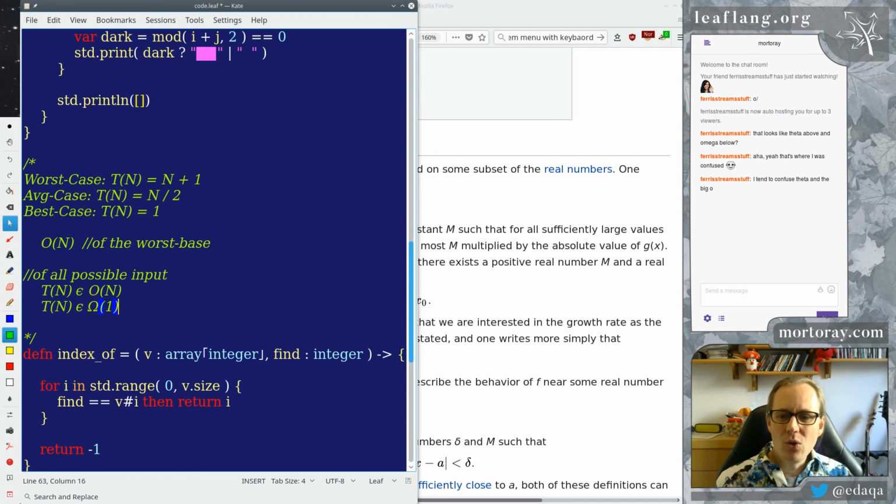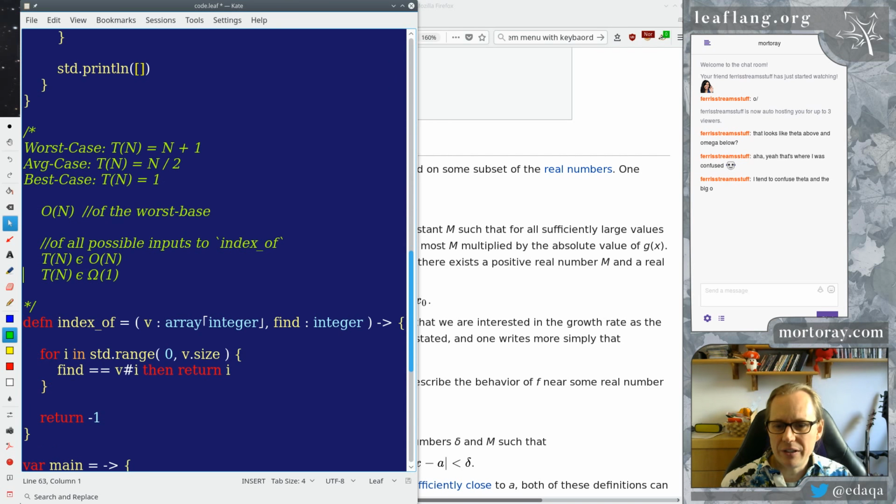Okay, and this is lower bound. So what we're saying is if we say of all possible inputs to index of, it has an upper bound of O of n. That's what O of n means, upper bound. And it also belongs to omega 1. It has a lower bound of 1. And these are both as close as they can go because we know it can be constant or we know it can be linear, and therefore it has no theta. This function, if we want all possible inputs, does not have a theta bound.